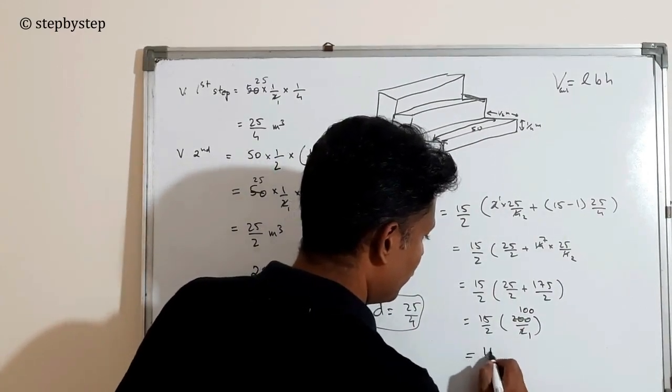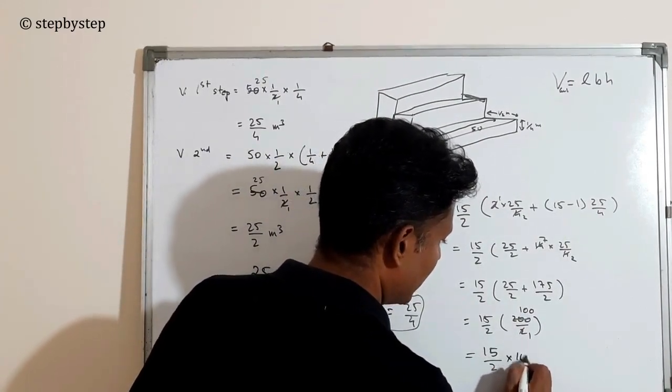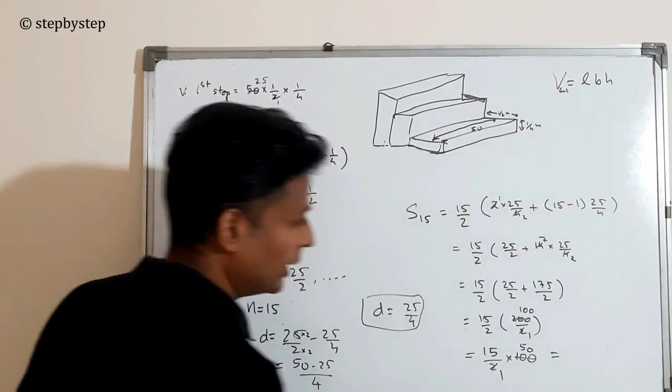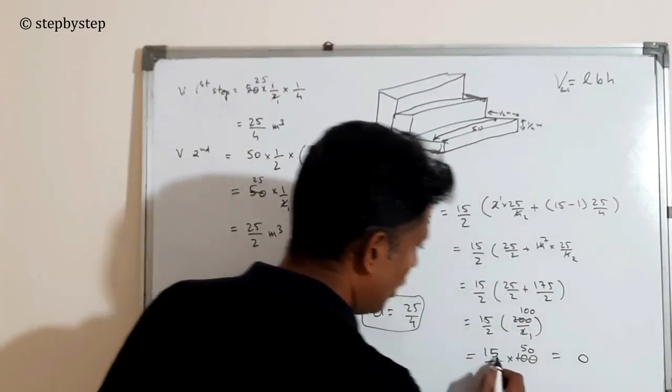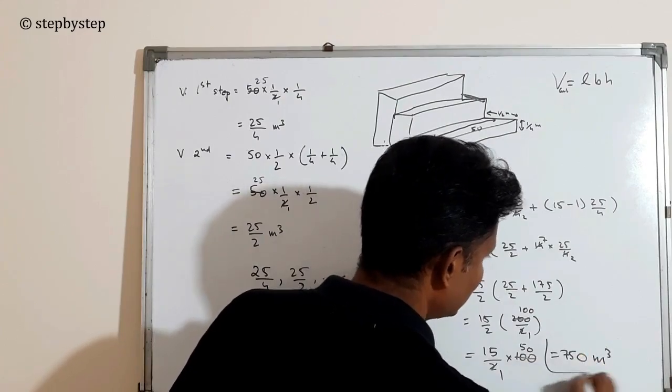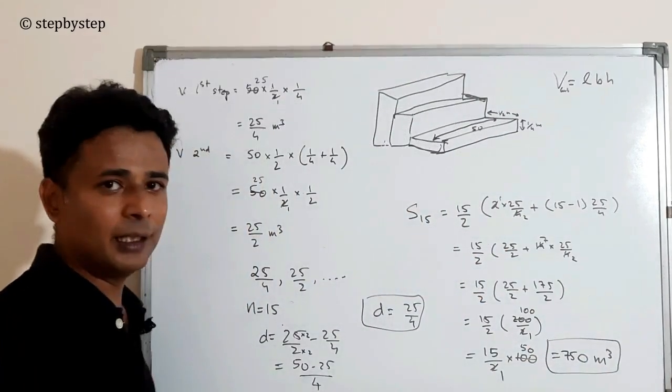So I get 15 by 2 into 100. So 2 ones are 50s are. So 15 into 50, 15 into 0 is 0, 15 into 5 is 750. So the answer is 750 meter cube.